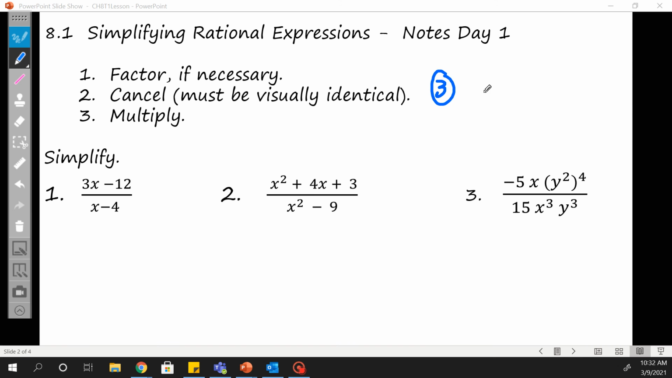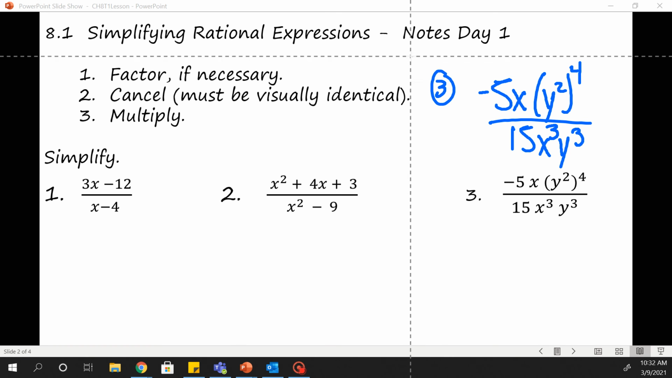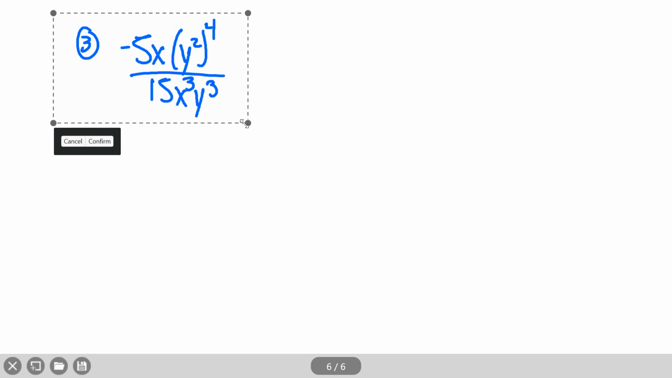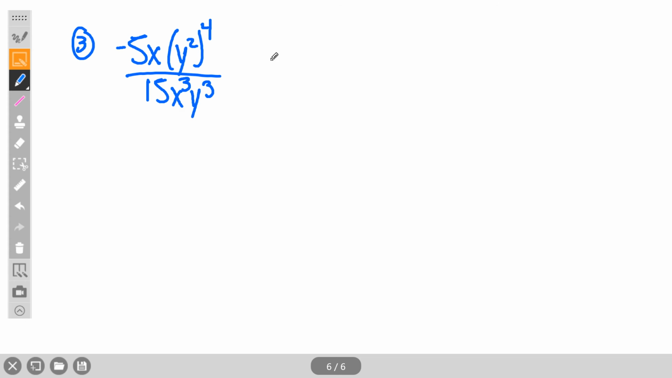Number 3, we have negative 5x y squared to the 4th over 15x cubed y cubed. Okay, now this factors a little bit differently. This factors kind of like how the fraction with numbers factored. Okay, so we need to split the numerator and denominator up into all of their factors. So negative 5, that's negative 1 times 5. X is just x.